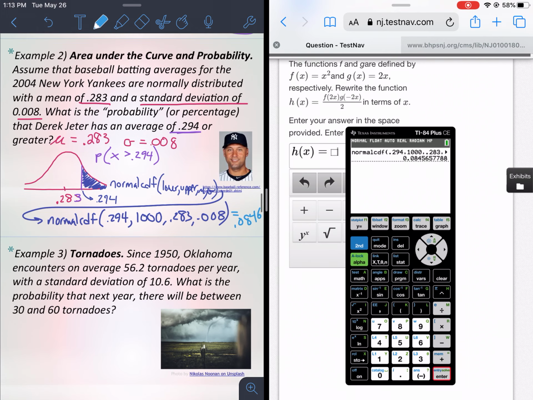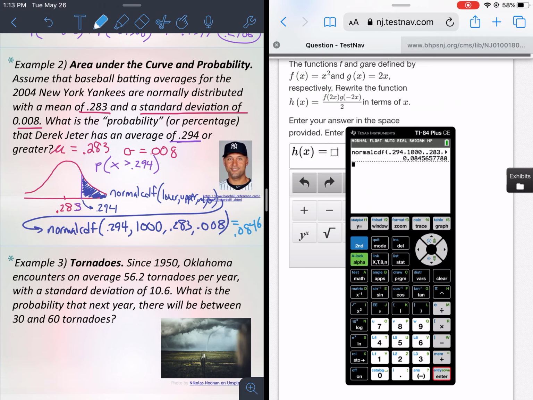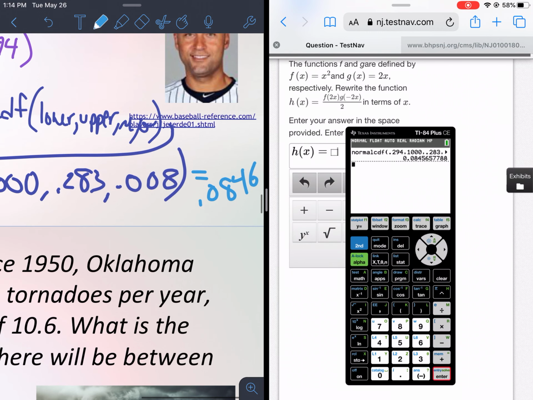0.0846. Now back to the question, what is the probability that in a given season Derek Jeter has an average of 0.294 or better? Then we would say that that is about an 8.46% chance.